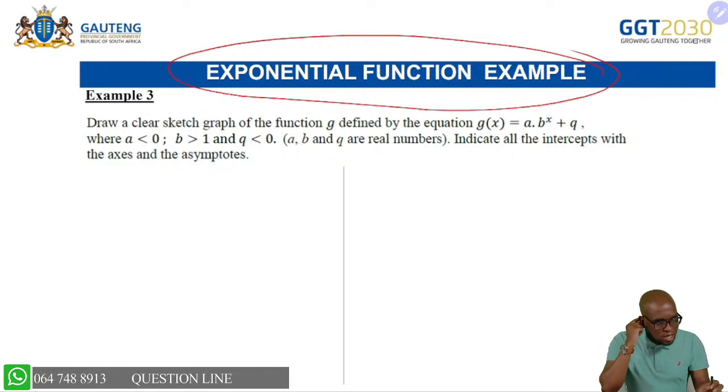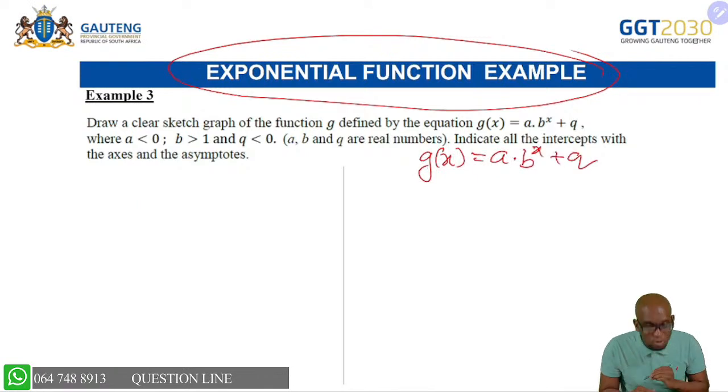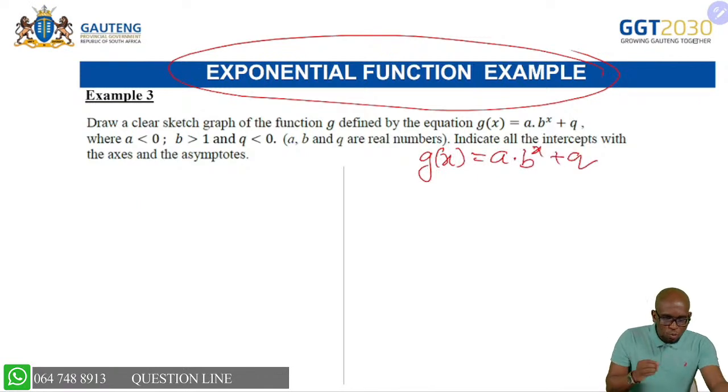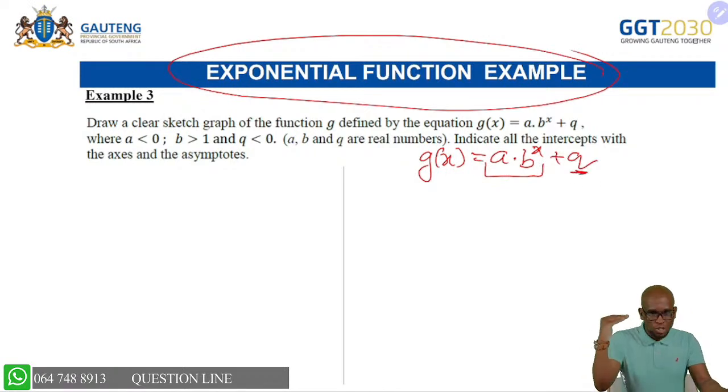Now, if you check here, we are given the exponential equation g of x equals a times b to the x plus q. So here we need to understand the parameters for us to be able to sketch the graph. Let us recall, I said to you a and b are going to give you the shape. Q is going to tell you about the horizontal asymptote.